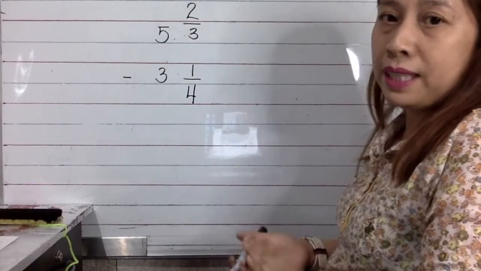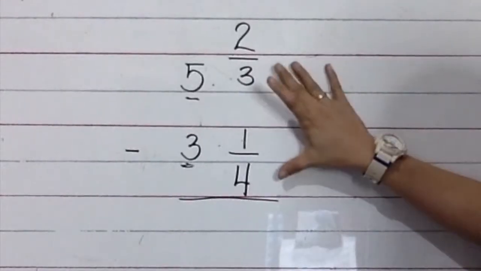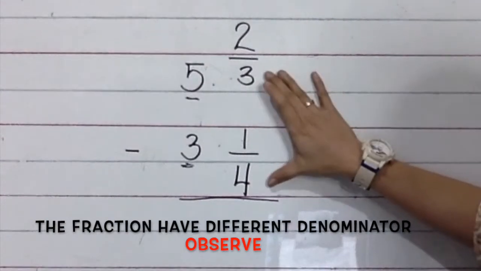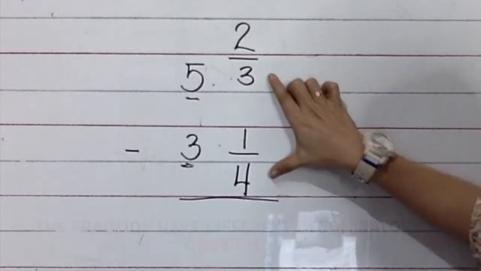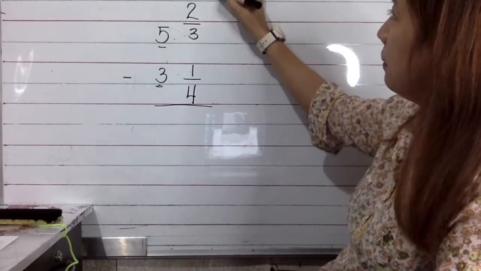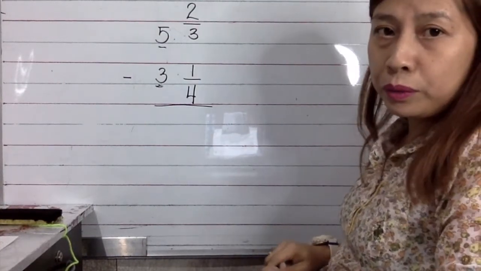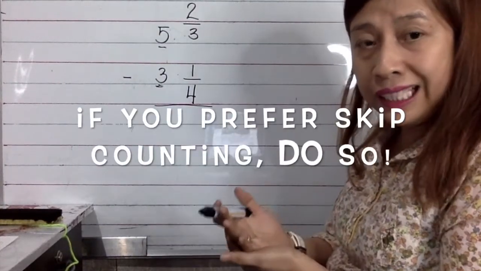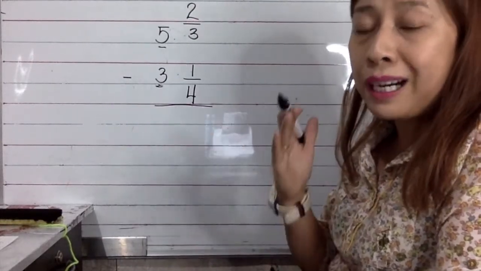When we say mixed number, there is a whole number. And as you can see, they are having dissimilar denominators. So, LCD. What are we going to do? If it is easy for you to do skip counting, then proceed with skip counting.